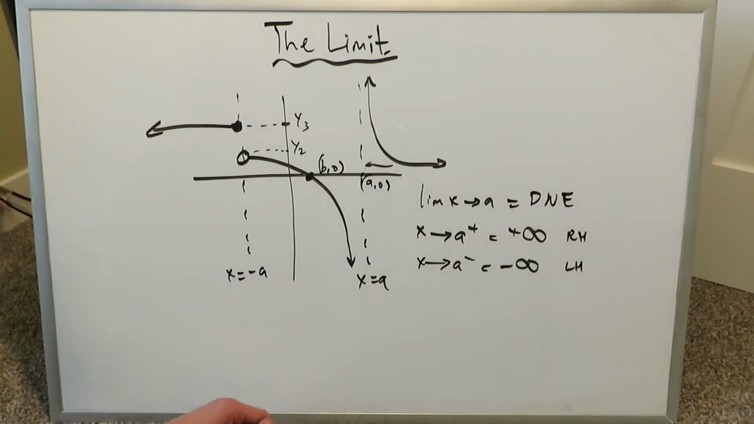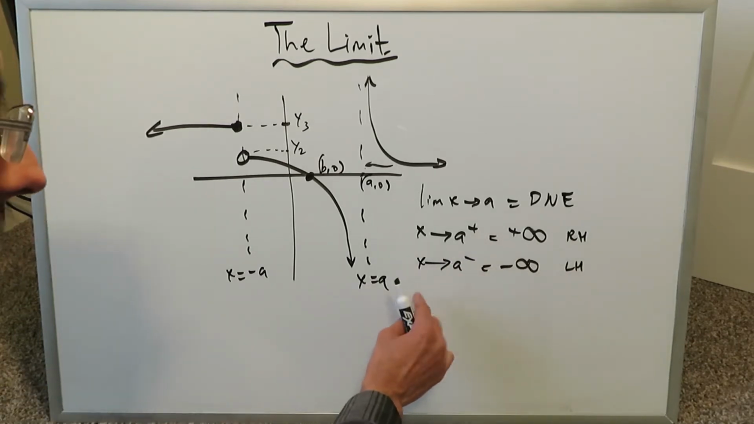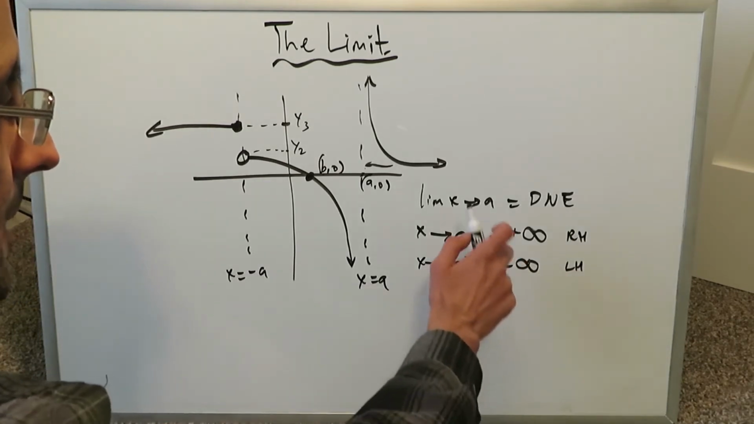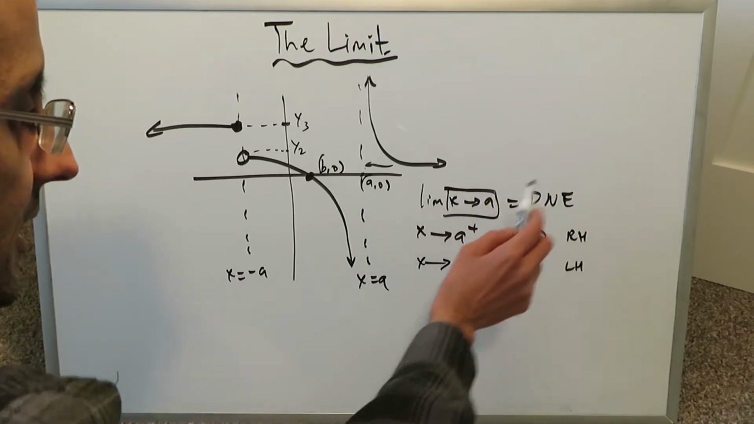But if someone were to ask you, can you then define this limit in terms of perhaps being a one-sided or a two-sided limit, you could say yes, from the right we'll approach positive infinity and from the left we'll approach minus infinity. But in general, x approaching a will not exist.